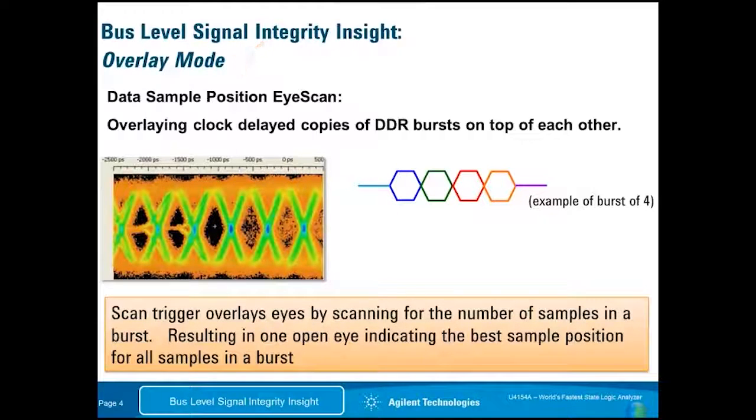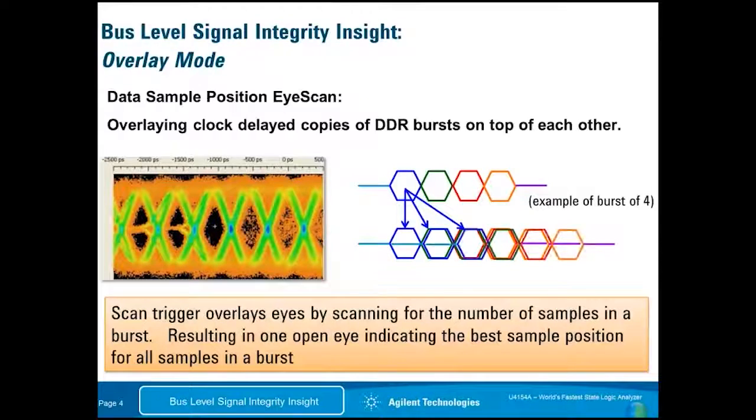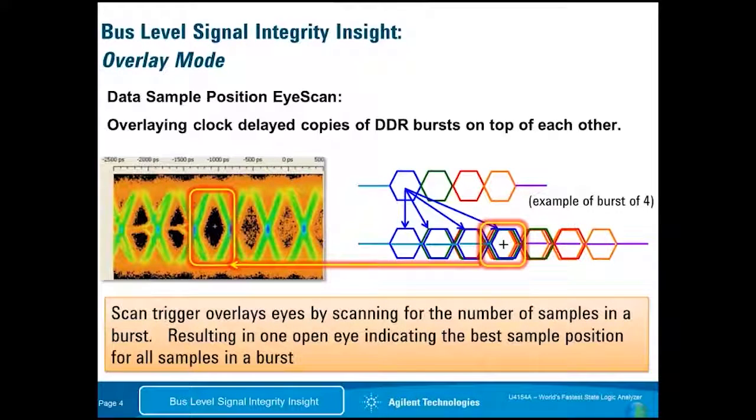Let's go through the bus level signal integrity insight from the overlay mode. This is the mode where we're setting our sampling positions in state mode. It's also giving us a beautiful display of all of the signals relative to each other. In this mode, the clock-delayed copies of the DDR bursts of all signals are placed on top of each other so that the tri-state time of the data overlaps until we get one clear eye representing all 4 or 8 samples in a burst where we're going to sample the data. This also provides a view where we can see the signals relative to each other and gain signal integrity insight.